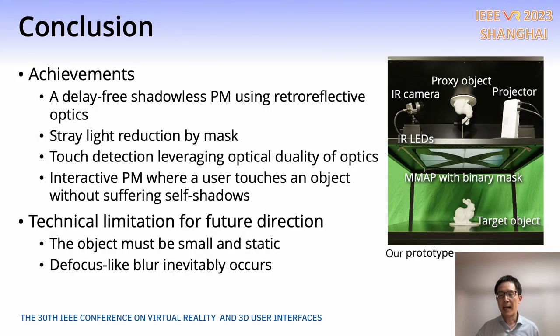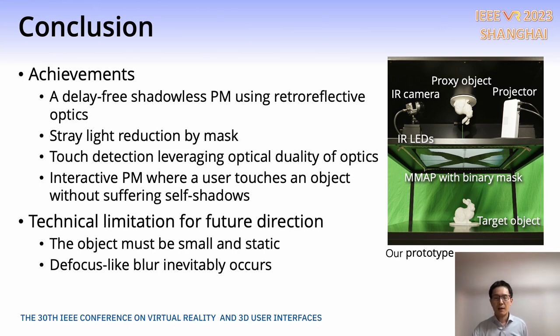So we propose a delay-free shadowless projection mapping system using large format retrotransmissive optics. And we derive a computational model to determine the shape of a spatial mask to reduce the stray light. And we realize a touch-based interactive projection mapping application by leveraging the optical bidirectionality of the retrotransmissive optics.